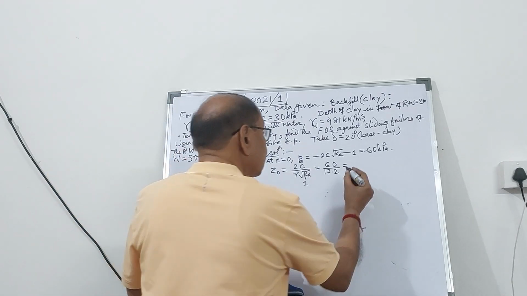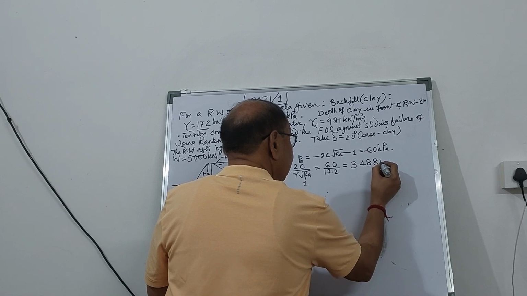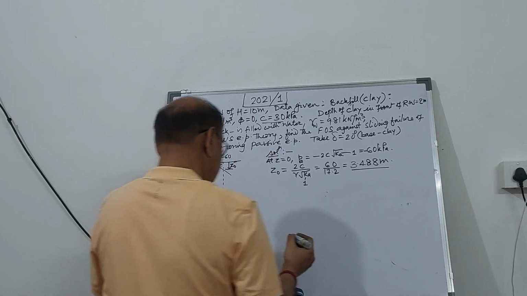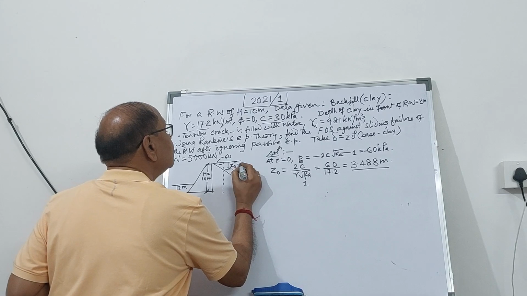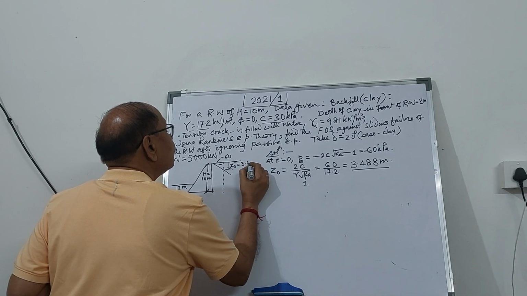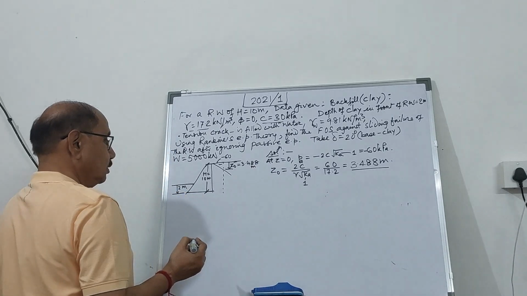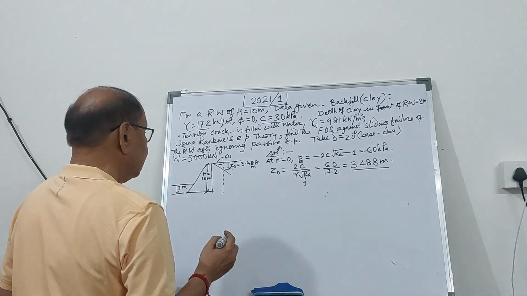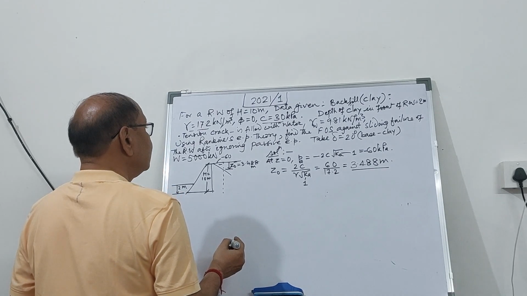3.488. 3.488 meter. So this is 3.488 meter, right? So Z naught is also found.